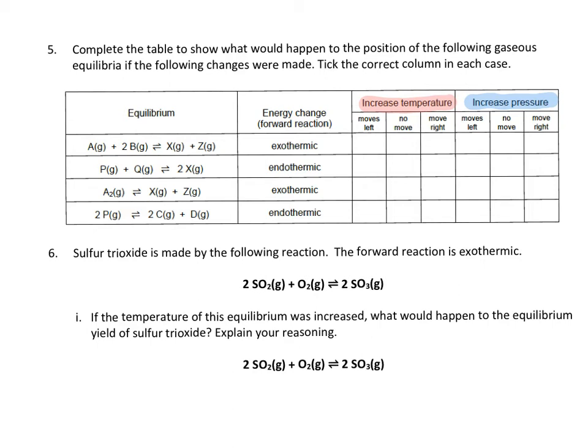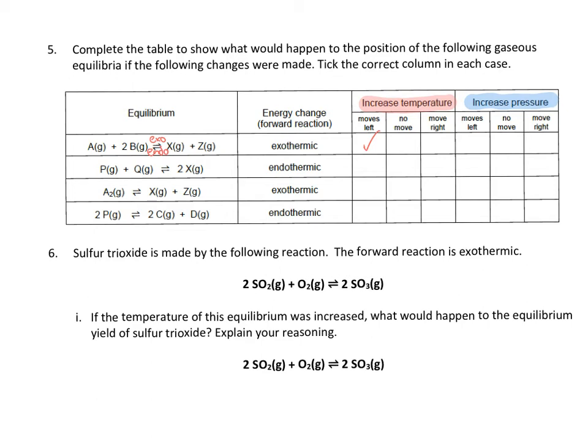So let's consider the first question. A + 2B goes to X + Z. And we're told that the forward reaction is exothermic. And that means that we know that the backward reaction is endothermic. Now we've increased the temperature. We know that increasing the temperature favors the endothermic direction. So we're favoring the reaction that goes from right to left in this first example, which means that we are going to shift the position of equilibrium left.